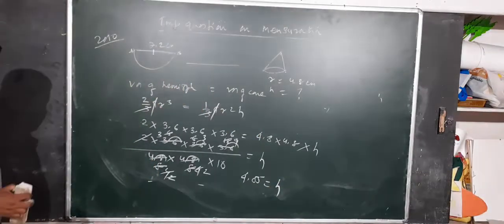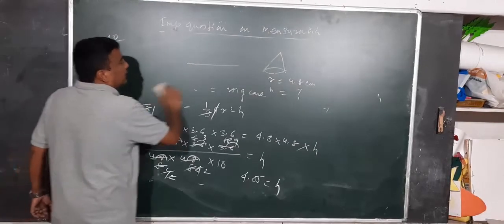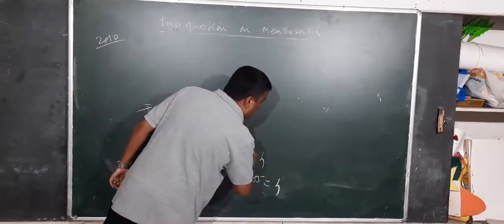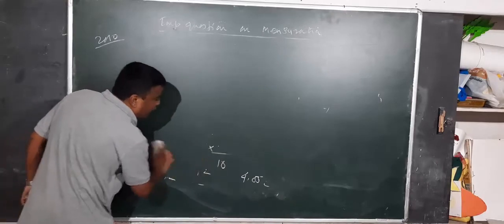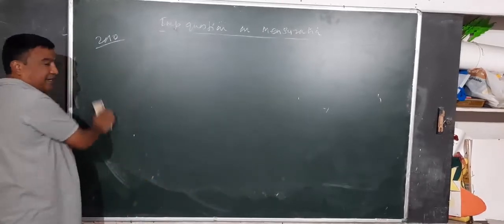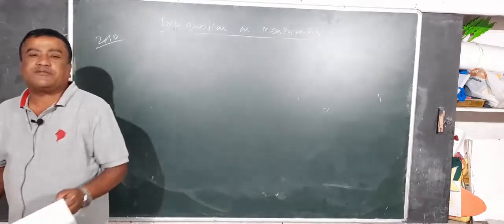Now, next number is ICSE 2000 and ICSE 2014. Both the questions are same. In this chapter, the value of pi is very important.